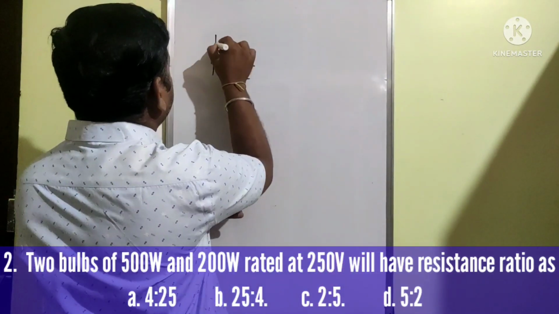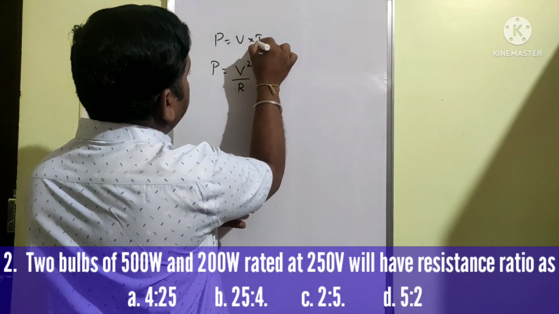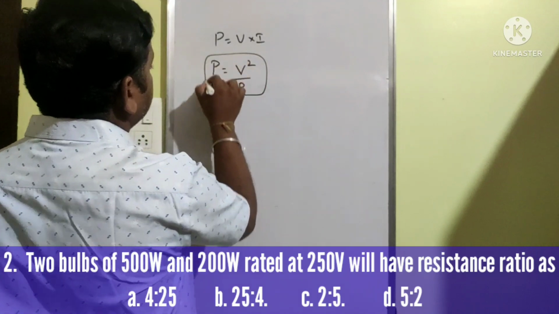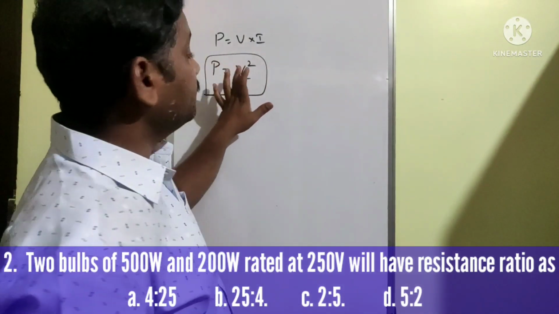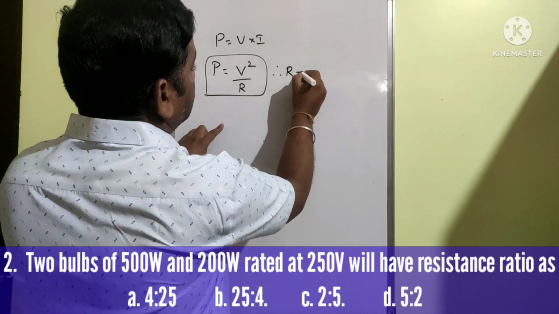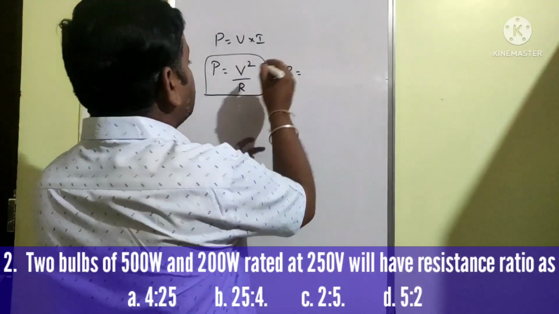Right? That is the basic formula we use. But in this case, I want to find resistance R, so I make use of this formula. P is given, V is given. The only thing is R, which you need to find. Therefore, if it is 500 watts, what would be the R?